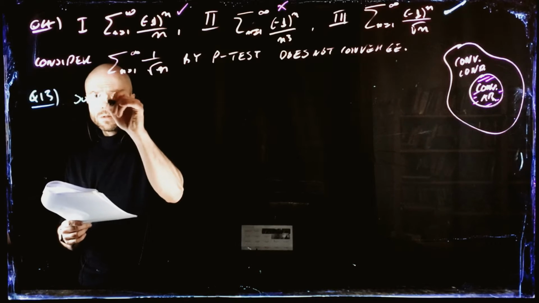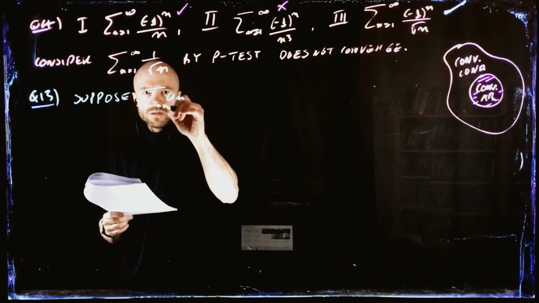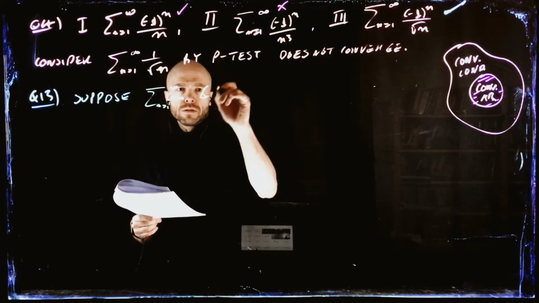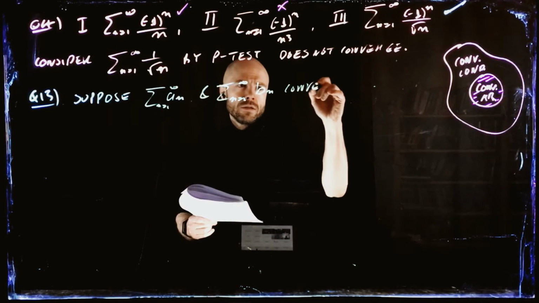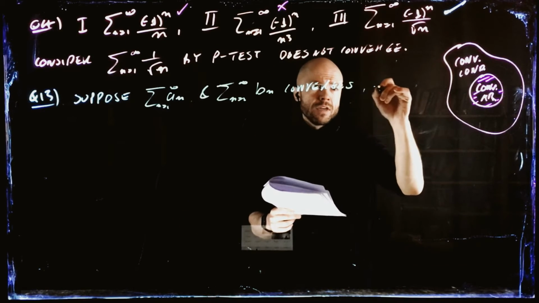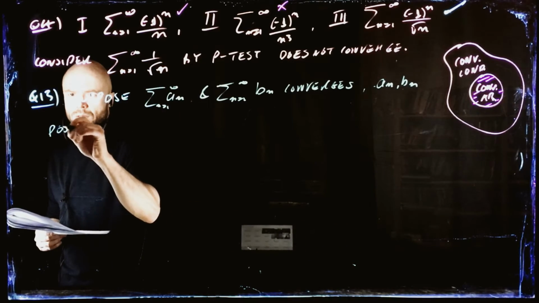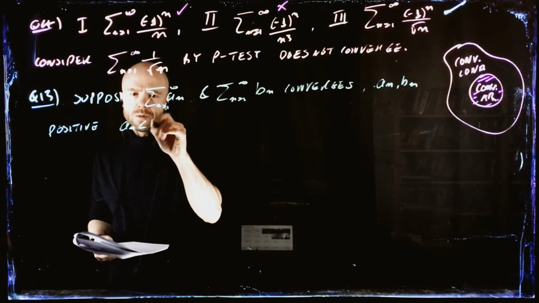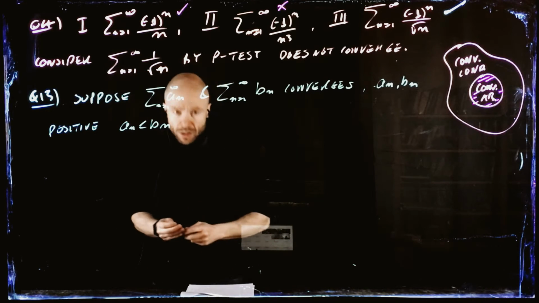Suppose we have this series, and this series converges. And they have positive terms. And we have that an is less than bn. Then we have a bunch of statements. We have to determine the one which is not always true.